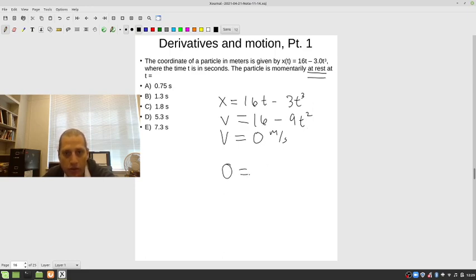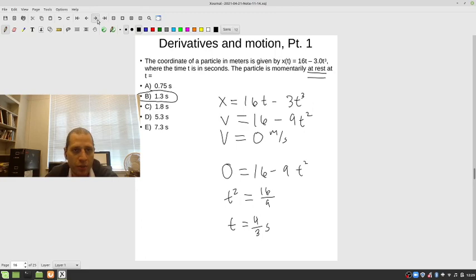So 0 = 16 − 9t². And then I can go ahead and find that t² = 16/9. T equals, I'm just taking the square root of this side. It would be 4/3 seconds, which is 1.33333, and here we are.